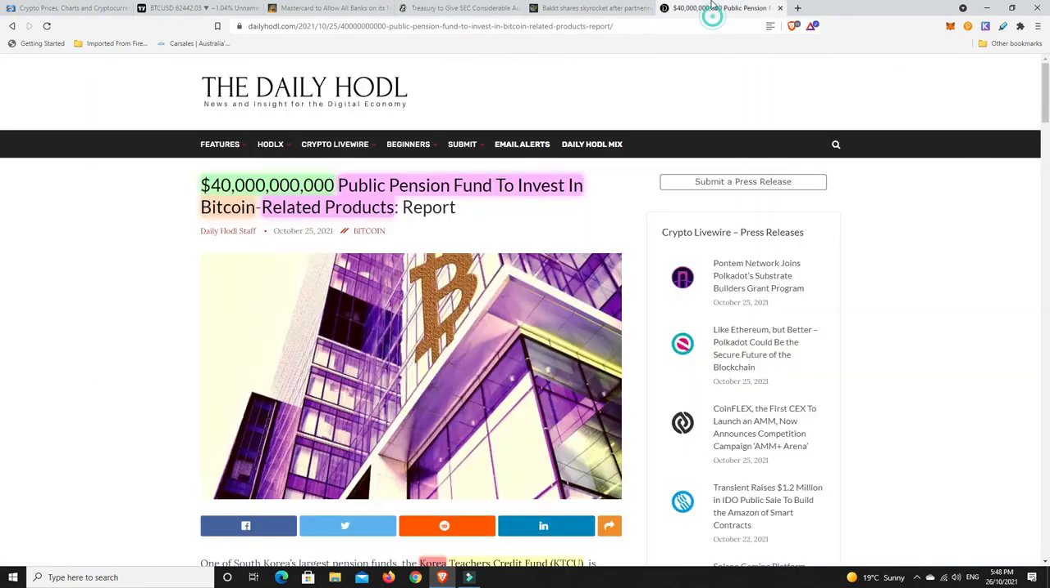All right, last but not least, $4 billion public pension fund to invest in Bitcoin-related products.